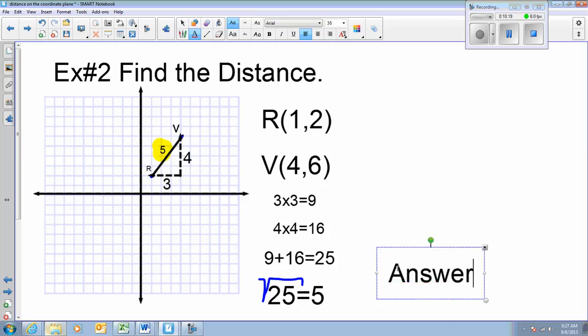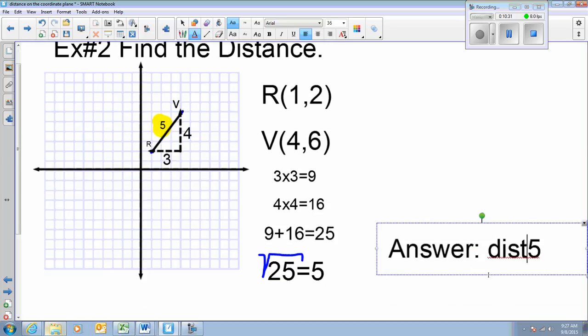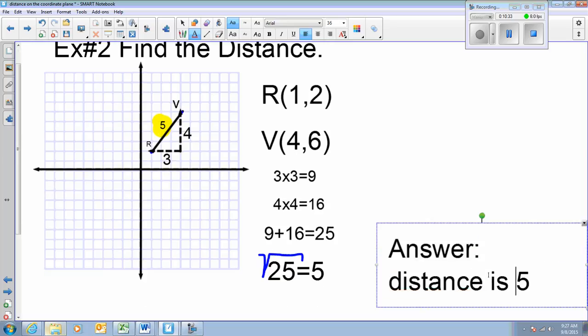Okay, answer. It's 5, right? It's 5 units long, so distance is 5. Okay, maybe I can write this. Distance is 5. Boom. Awesome. So we just found how long that RV is. Another way to write this: distance RV is equal to 5. Good. All right, let's move on to the next page.